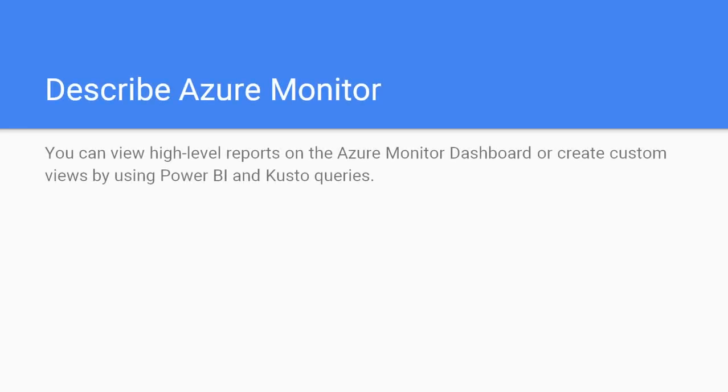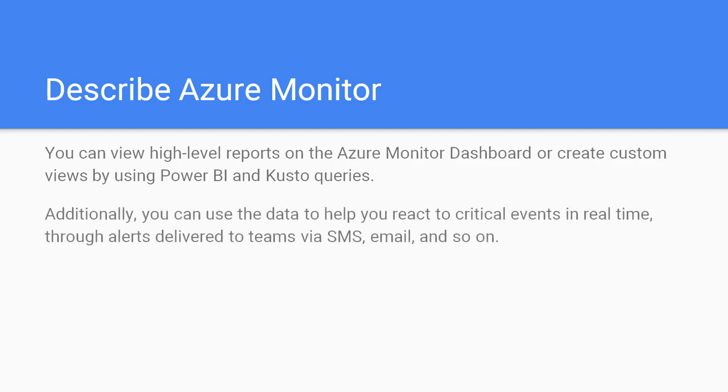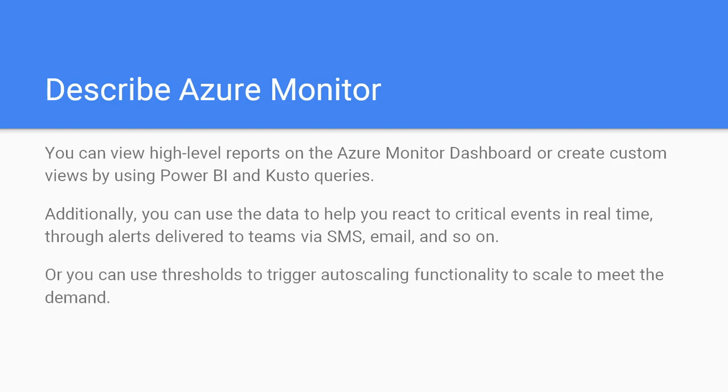You can view high-level reports on the Azure Monitor dashboards, or create custom views by using Power BI and custom queries. Additionally, you can use the data to help you react to critical events in real time through alerts delivered to teams via SMS, email, and so on. Or you can use thresholds to trigger auto-scaling functionality to scale to meet the demand.